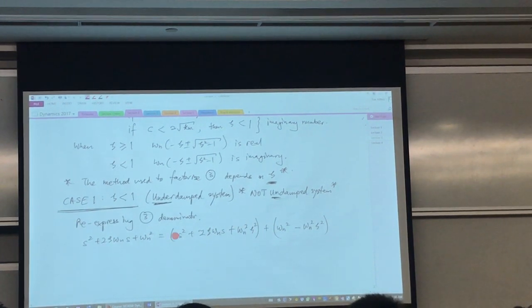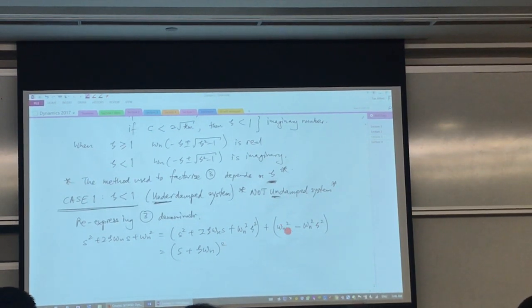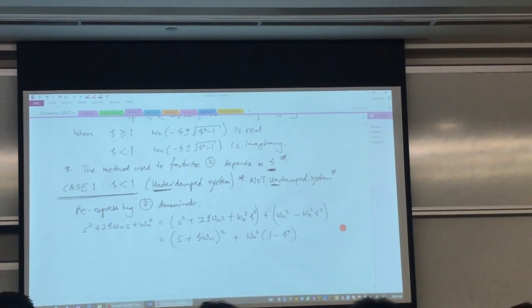Now, if I have a term that's in this round bracket this way, this term is actually the same as s plus zeta omega n squared. They are the same. And this term over here, this omega n squared is a common factor. I can bring it up. So I have 1 minus zeta squared left. How did this term come to this? Well, you can square it and you'll find that you get back to this term anyway. Right? That's the factorization.